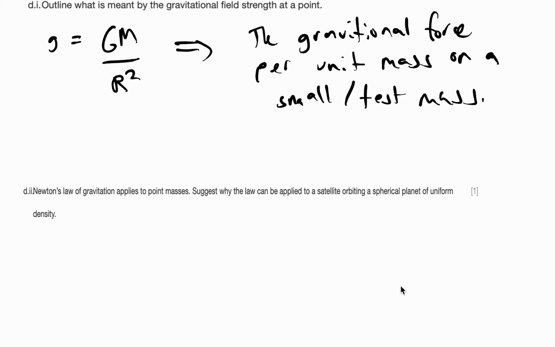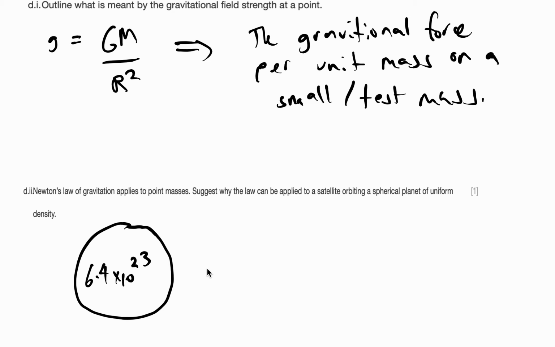And last question, Newton's law of gravitation applies to point masses, meaning small masses. Suggest why the law can be applied to a satellite orbiting a spherical planet of uniform density. Now think about it this way. You have a massive planet, right? Maybe this is like 6.4 into 10 to the power of 23. This is the mass of Mars, okay? And then you have a small satellite, right? This could be like maybe 700 kilograms.